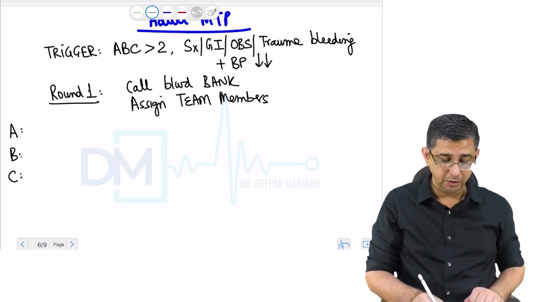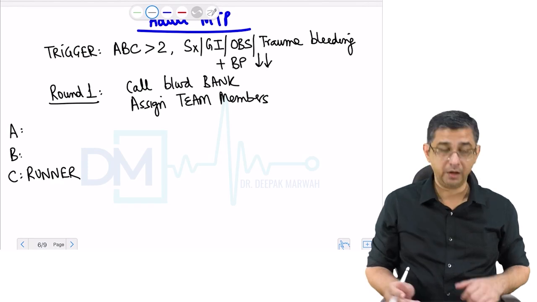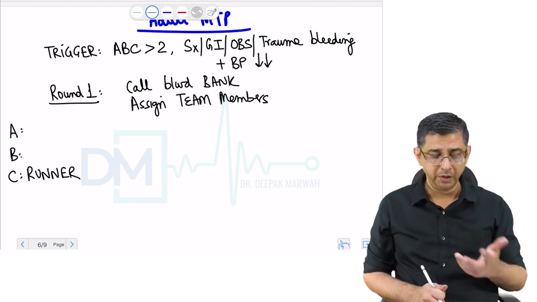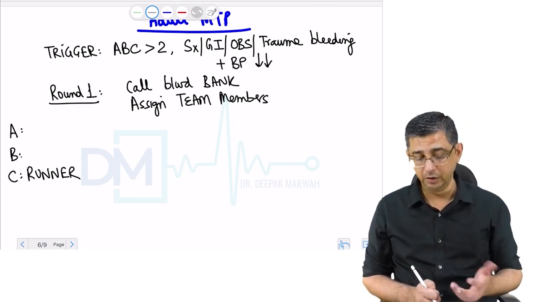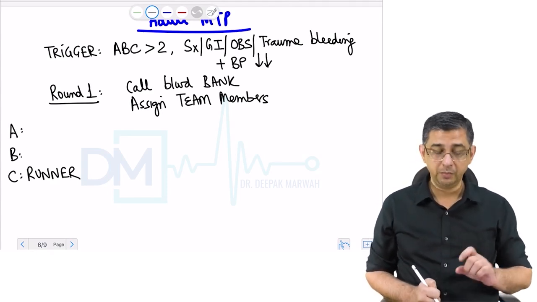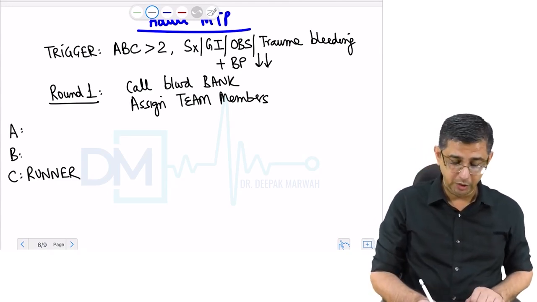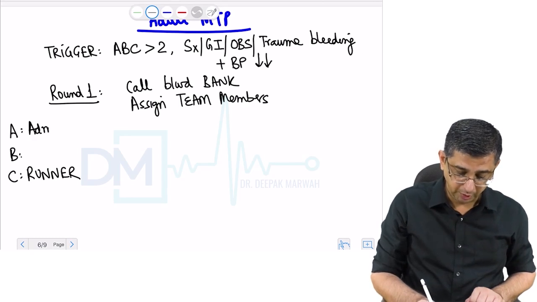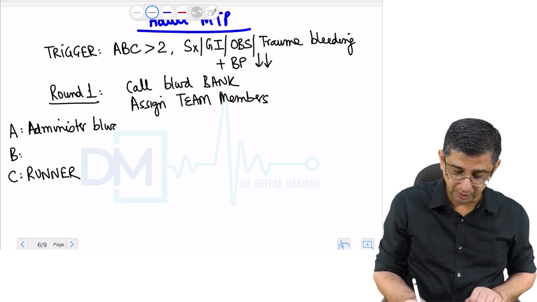The person in team C will mainly be a runner. His job will be to go to the blood bank, get the cooler pack, and come back to the hospital. So it could be an intern, a resident, or a senior resident, whoever is volunteering for the activity, who could be a runner to go and get the blood units for the patient. The person assigned as team member A, his job, A can be used to remember, would be to administer blood components to the patient.